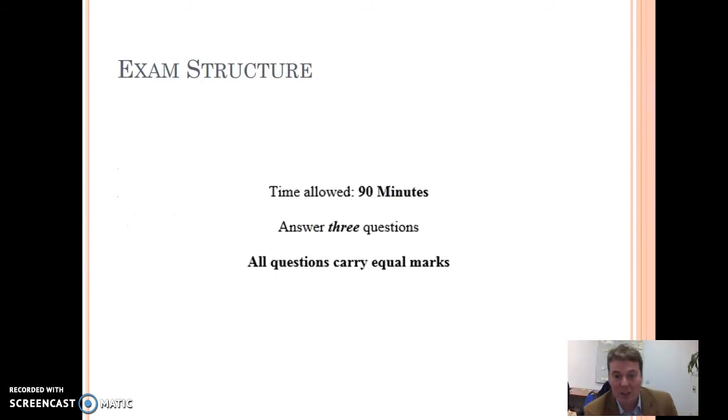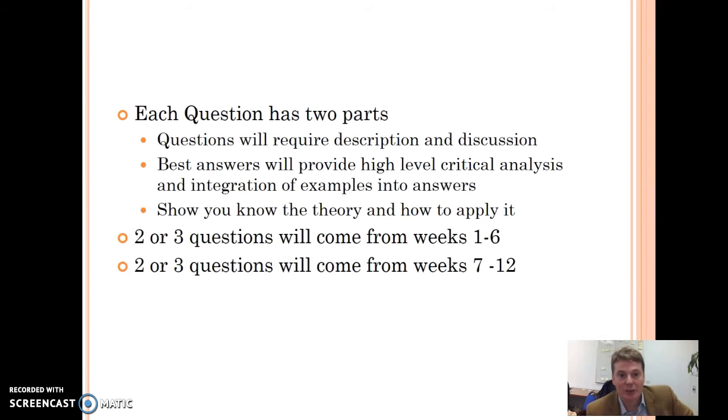So the exam itself consists of 5 questions in total, but you have to answer 3 of them. All questions have equal marks. Each question is divided into 2 parts. So there'll be a certain amount of description and discussion. So you really need to show that you know the theory and how to apply it.